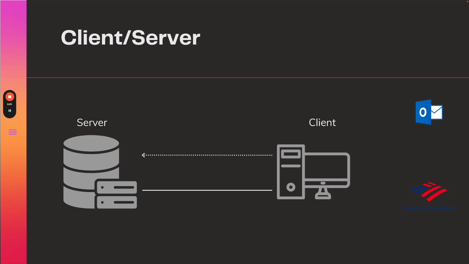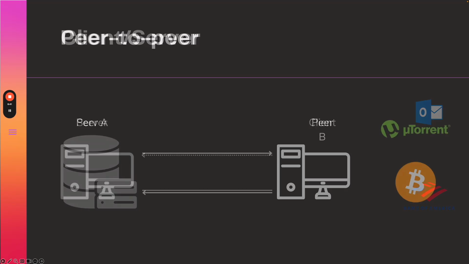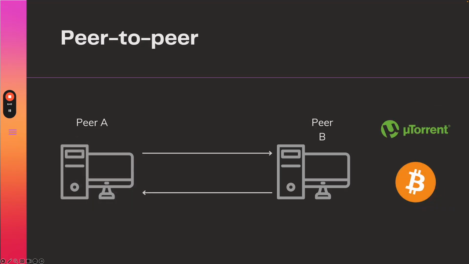So simply put, you log into Outlook, you say, download my mail. Outlook, being the client, goes to the server, which is your Outlook server or other email provider, and pulls those emails down. So very simple, two-way communication. And also an example there was some form of banking applications. Next, we've got peer-to-peer architectures.